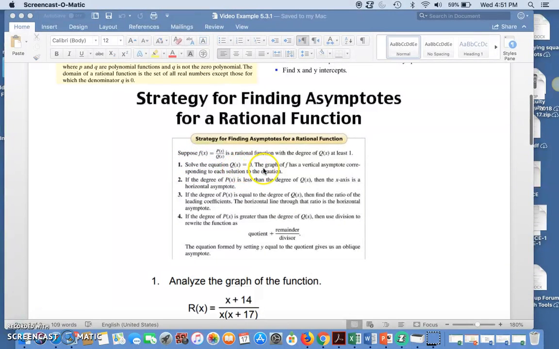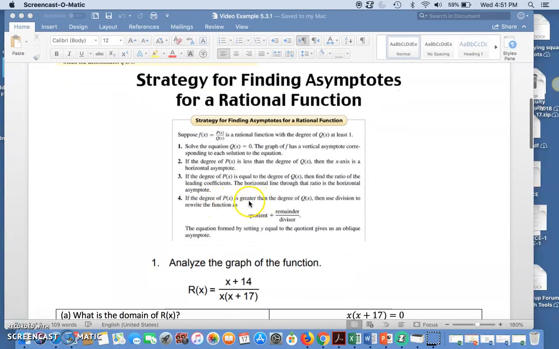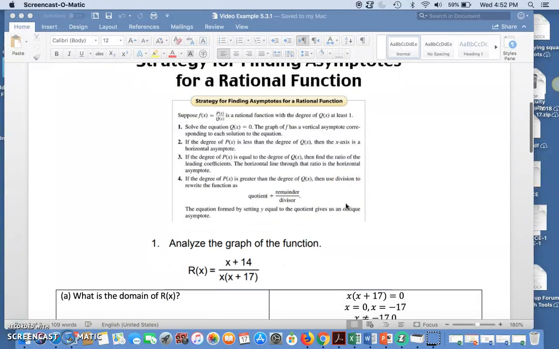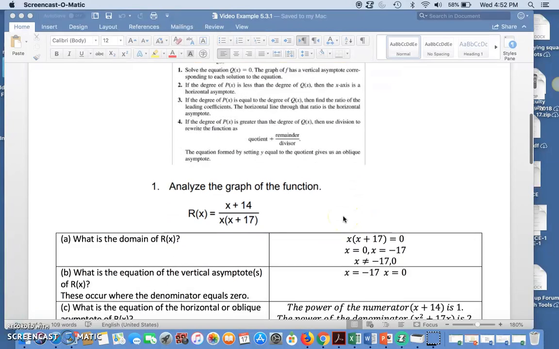When the denominator equals 0, vertical asymptote. When the degree of the numerator is less than the degree of the denominator, the asymptote is the x-axis, or y equals 0. If the degrees are equal, you find the ratio of the leading coefficients, and that ratio is the horizontal asymptote. And if the degree of the top is greater than the degree of the bottom, then use division to rewrite the function. And then the resulting equation is what we call an oblique asymptote.